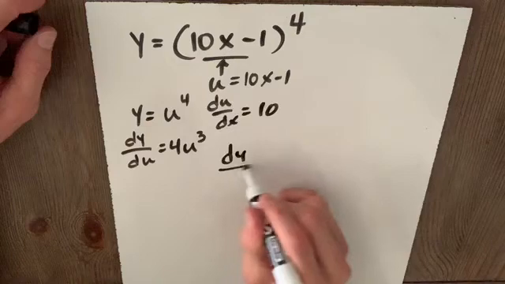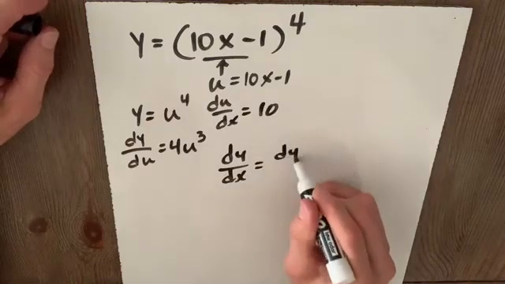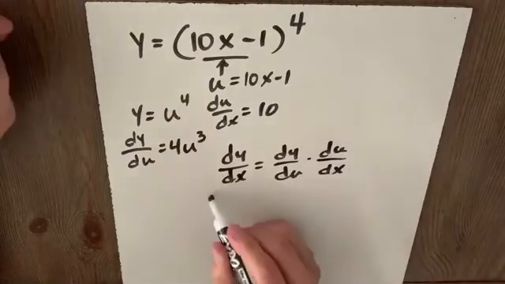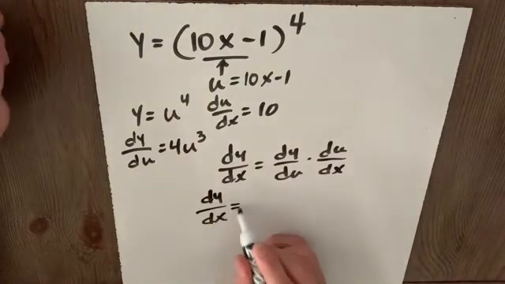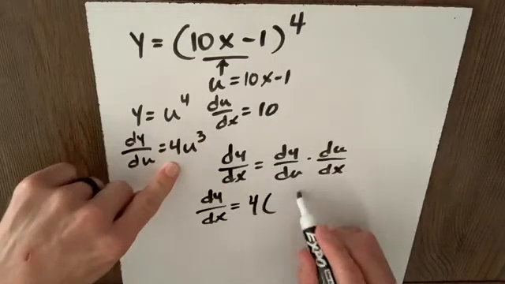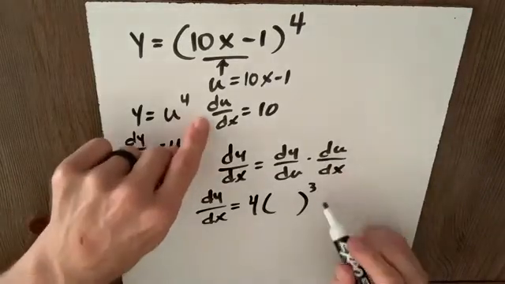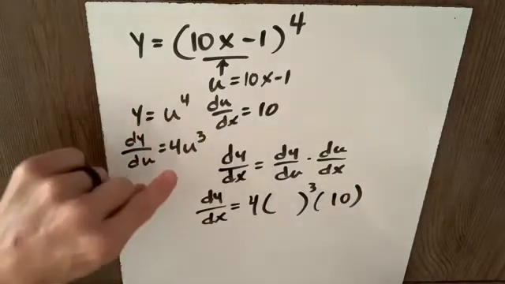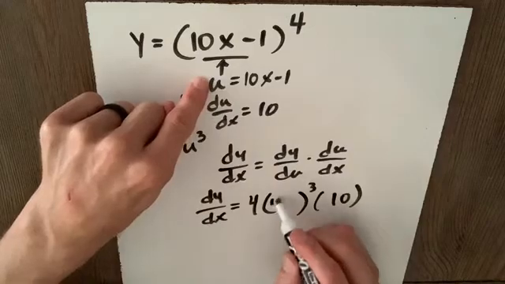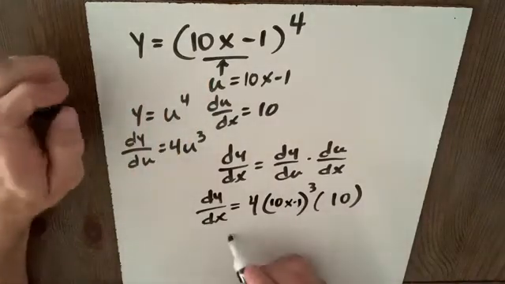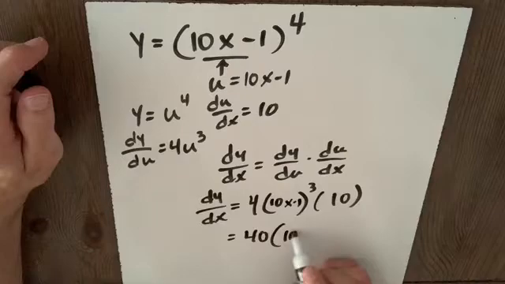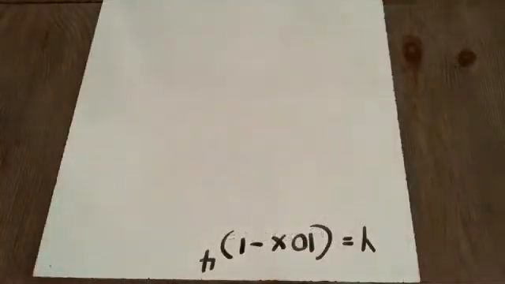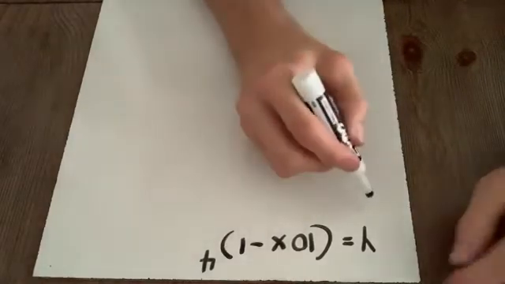So I know dy dx is equal to dy du times du dx. Looks like du is the middleman there. Dy dx, our goal, is equal to 4 times u to the third times du dx, which is 10. Notice du dx is just the derivative of whatever's in that parentheses there. We defined u as 10x minus 1. So this will give us 40 times 10x minus 1 to the third power. That's our derivative. Could I do this without defining whatever's in parentheses as u?